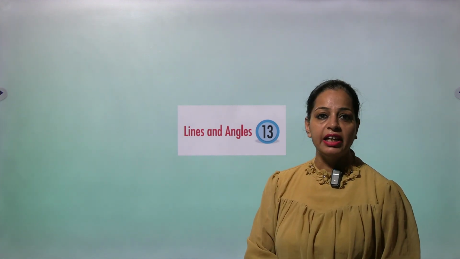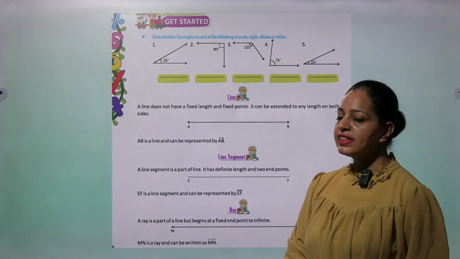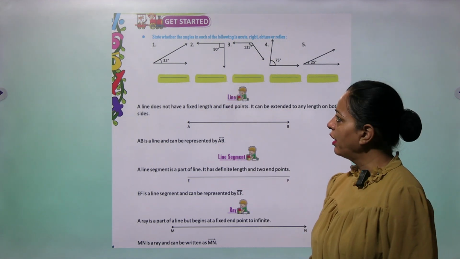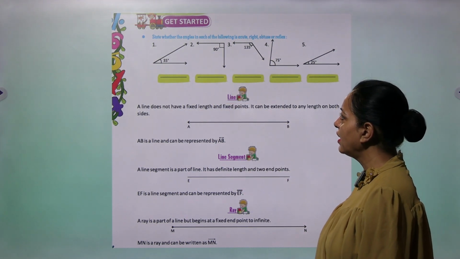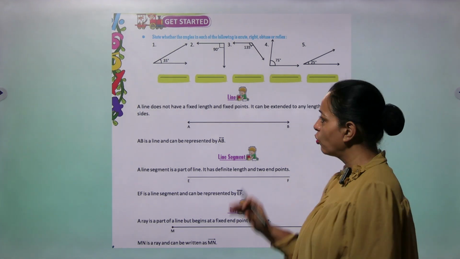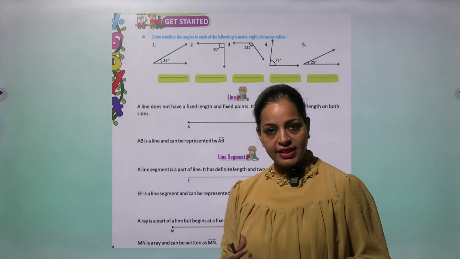We are doing chapter 13, lines and angles of class 5. So let's get started. You can see some angles given here. State whether the angles in each of the following is acute, right, obtuse or reflex. You know very well how to do it, but we are revising it once again.